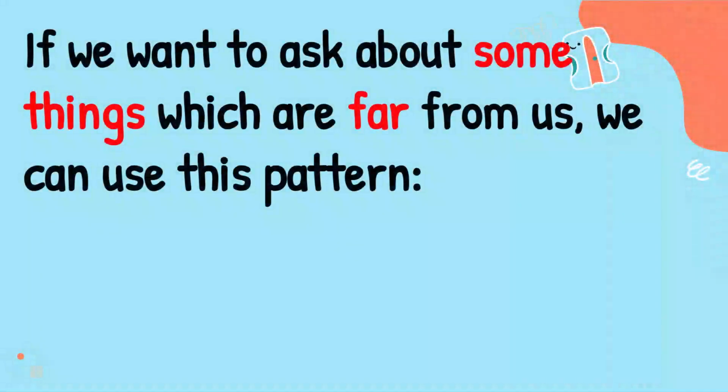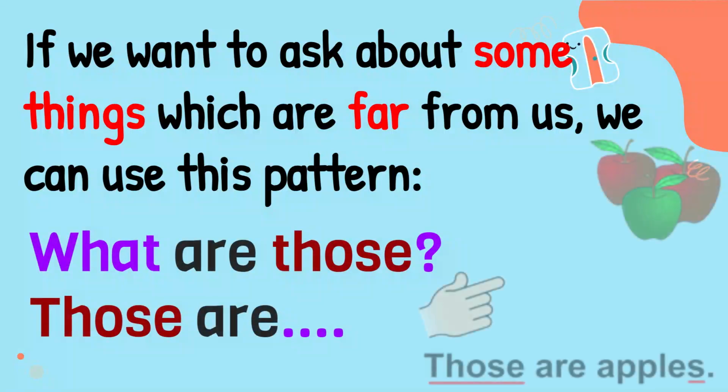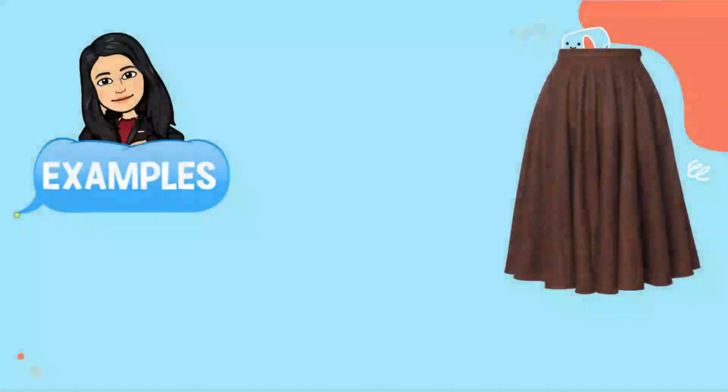What if there is more than one thing? Look at the pattern here. If we want to ask about some things which are far from us, we can use this pattern. We can say, what are those? And then we can answer the question by saying, those are blah blah blah, and then we can tell the name of the things.